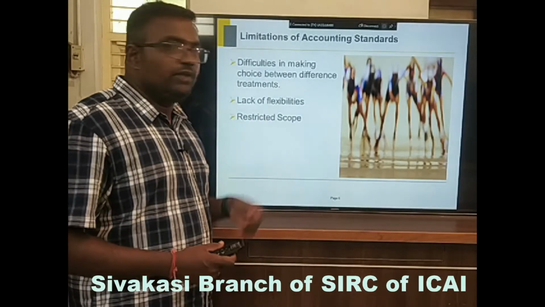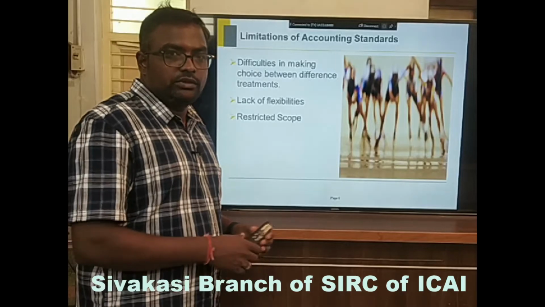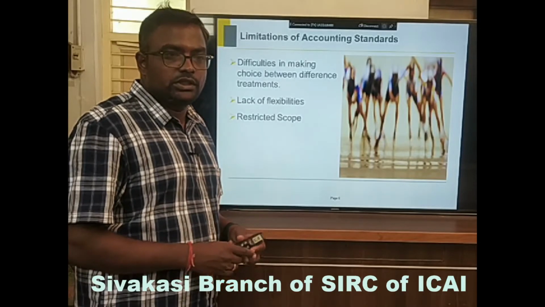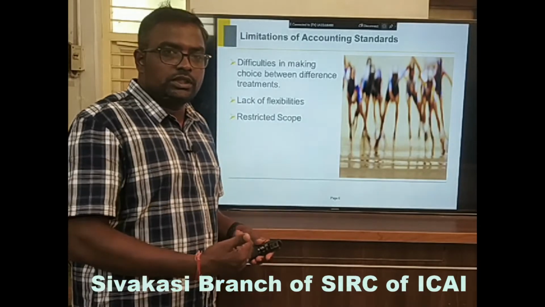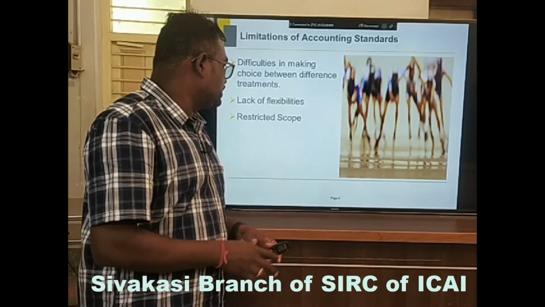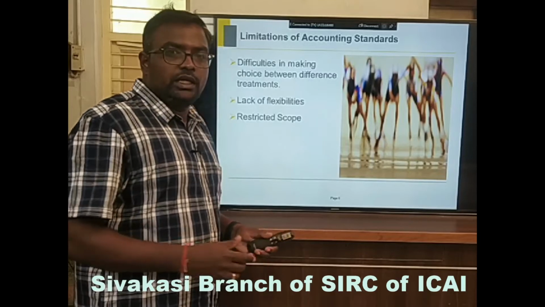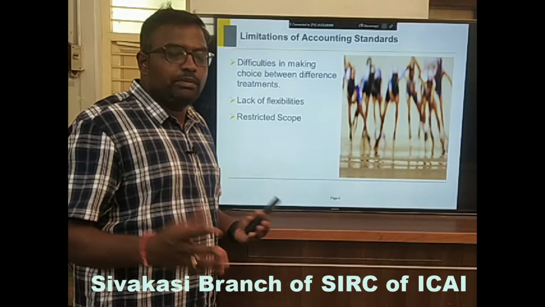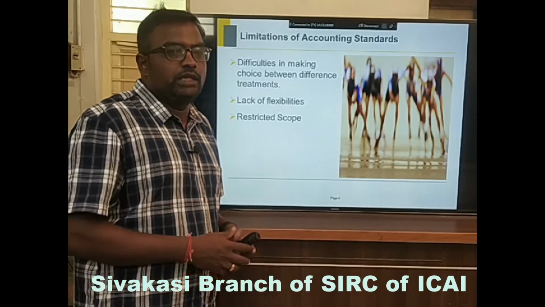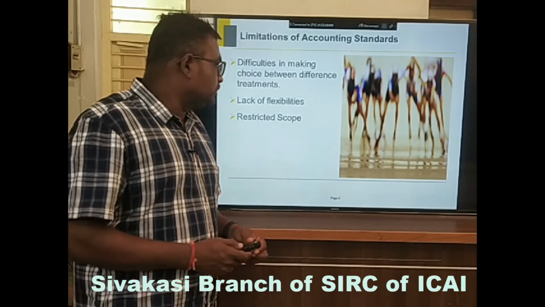So lack of flexibility, as I told you first, again in fireworks industries, I don't have flexibility. I want to comply with the accounting standard, but I don't have flexibility. Restricted scope, again as I told you, given the example of a cracker industry, I can play around with either WDV or SLM. I can't have any other methods.